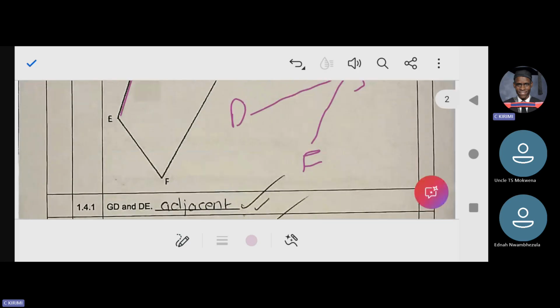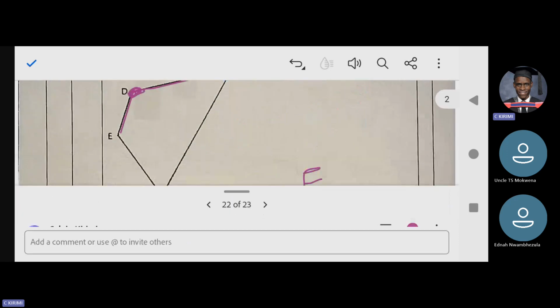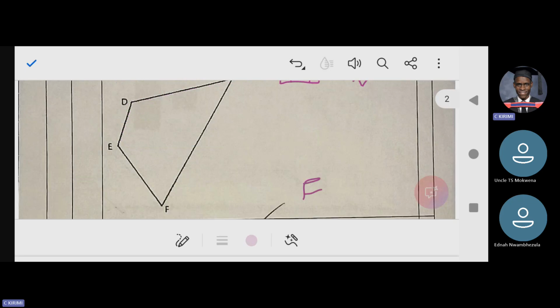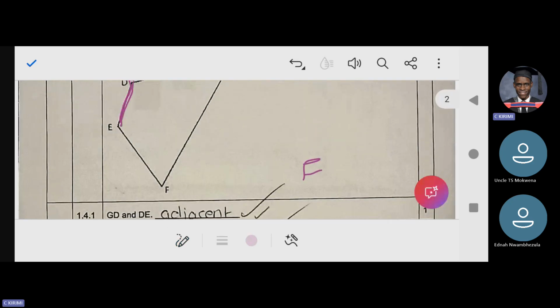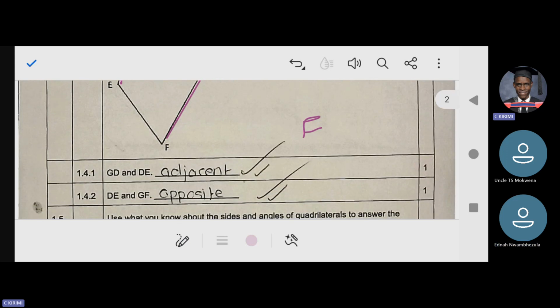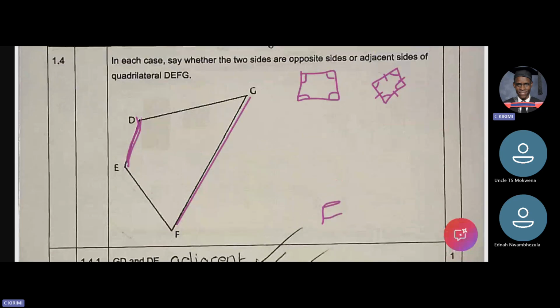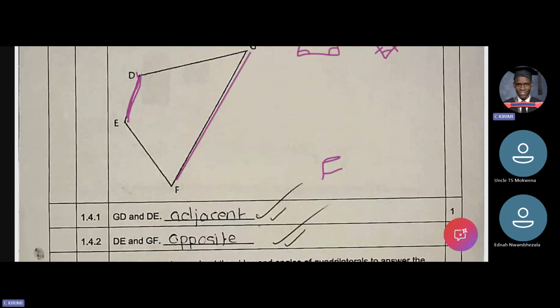Then the lines DE and GF. Let's sketch those two lines so that you can see properly. DE is this one. That's DE. And the line GF is this one at the bottom. They are not sharing any corner, these two lines. They are separated by lines in between. Automatically it becomes opposite. So those two are opposite, yes. That's how you identify whether lines are adjacent or opposite. You use that method.